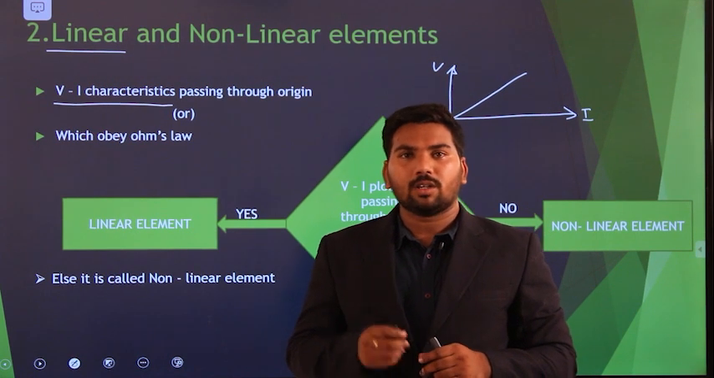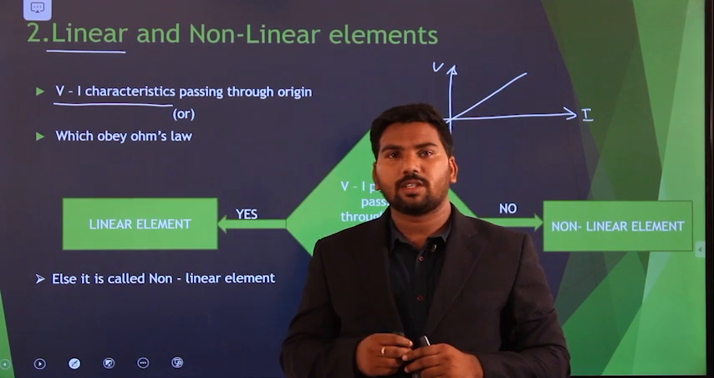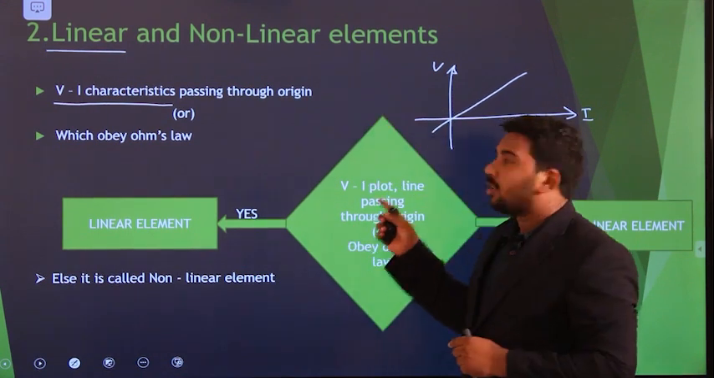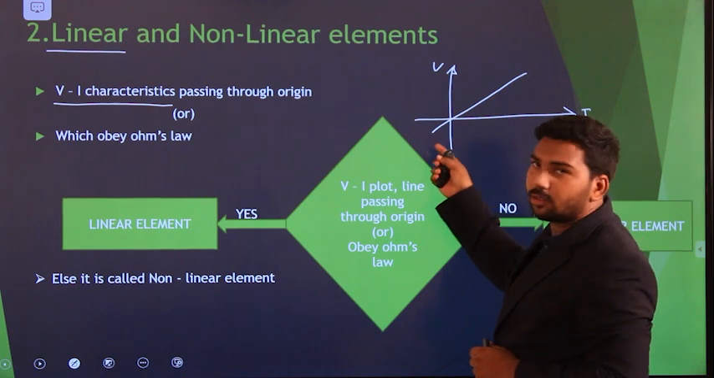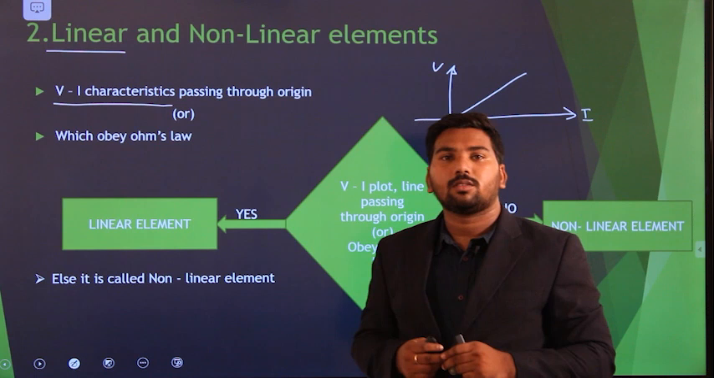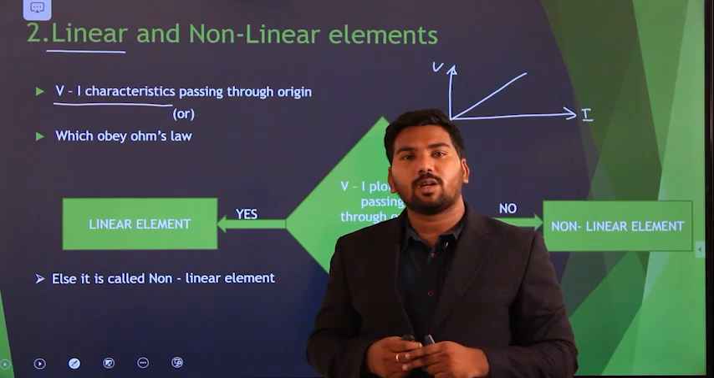Okay, simple. If something is true, then that is linear, otherwise non-linear. What is that something? This is the condition. If the IV plot is flowing through the origin, then that is called a linear element, otherwise a non-linear element. What are the examples of linear elements?